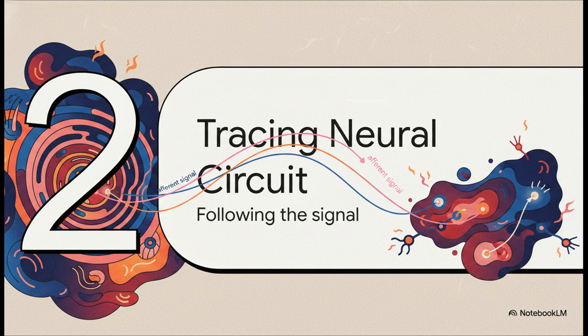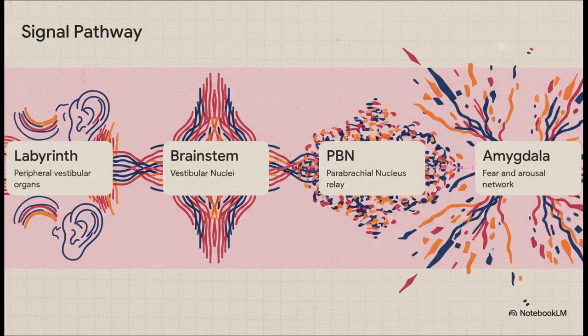Moving right along to section 2, tracing the neural circuit. We're going to follow that afferent signal right from the labyrinth straight into the fear network. Let's trace this signal's journey step by step. It originates way down in the peripheral vestibular organs of the labyrinth, travels up to the brainstem vestibular nuclei, hits the parabrachial nucleus, and then fans right out extensively into the amygdala and the broader limbic system.